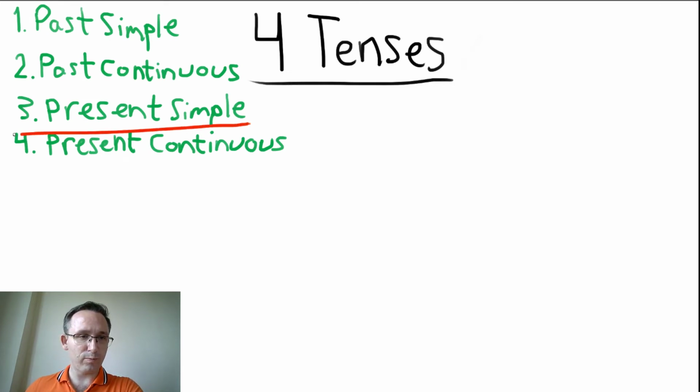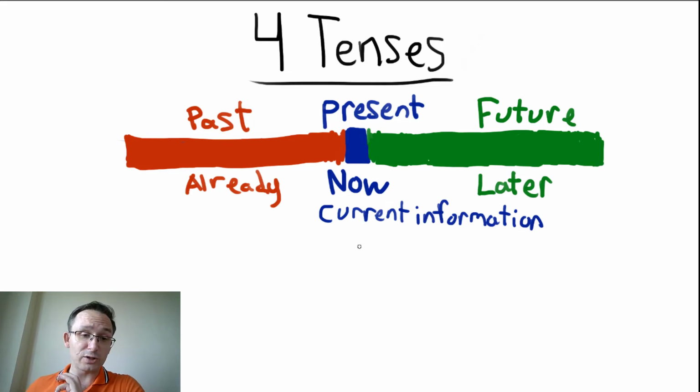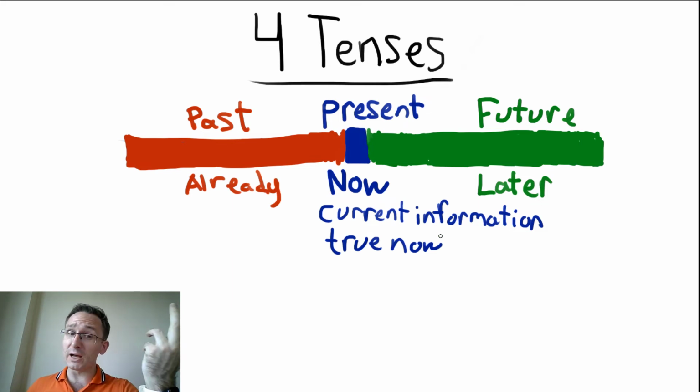We're going to look at present simple. Here we have the present, so it's happening now. Present simple is a bit different. We use present simple to talk about current information that is true now. But will it be true later? Maybe not. It can change.